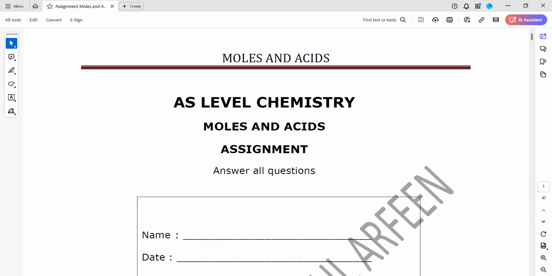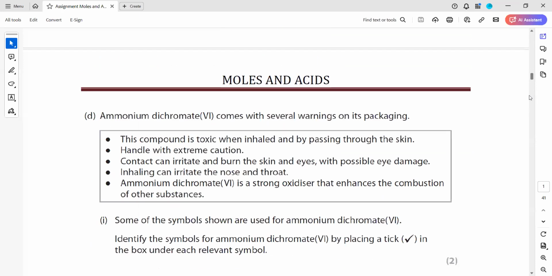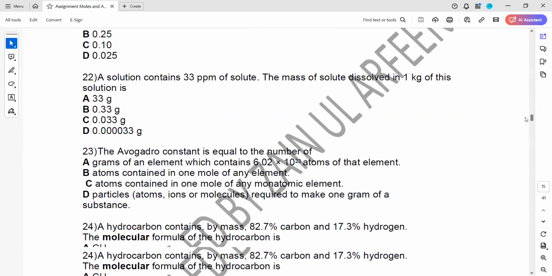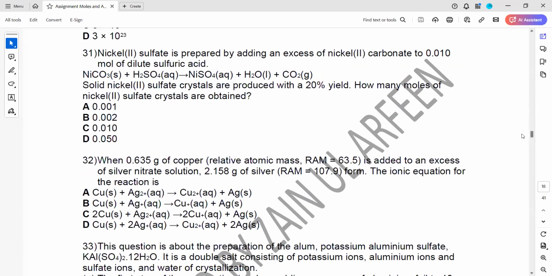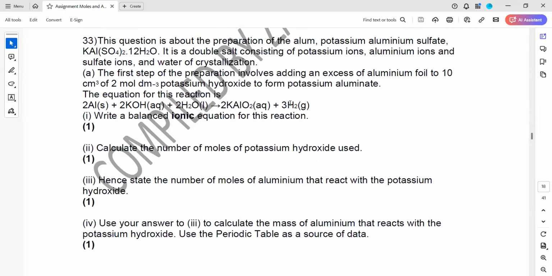So this is an assignment related to the topic moles and acids. We'll start with question 33. This question is about the preparation of potassium aluminium sulfate, which is a double salt.